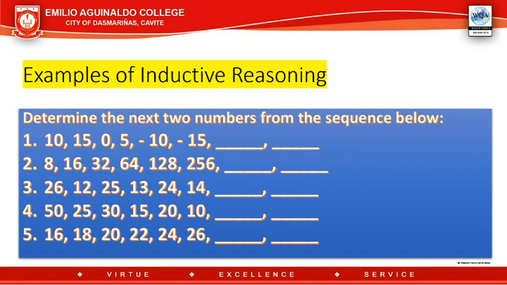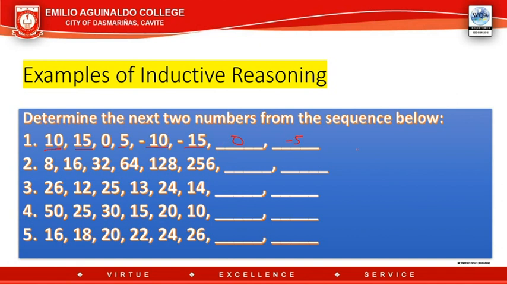So for number 1, we have there 10, 15, 0, 5, negative 10, and negative 50. So maybe the next answer will be 0 and the next one will be negative 5. So why? Because this is just a pattern, that is 10, 15, 0, 5. We have negative 10, negative 15. So maybe the next one will not be negative 0, because there is no such thing as negative 0, but 0 alone. And then the next will be negative 5.